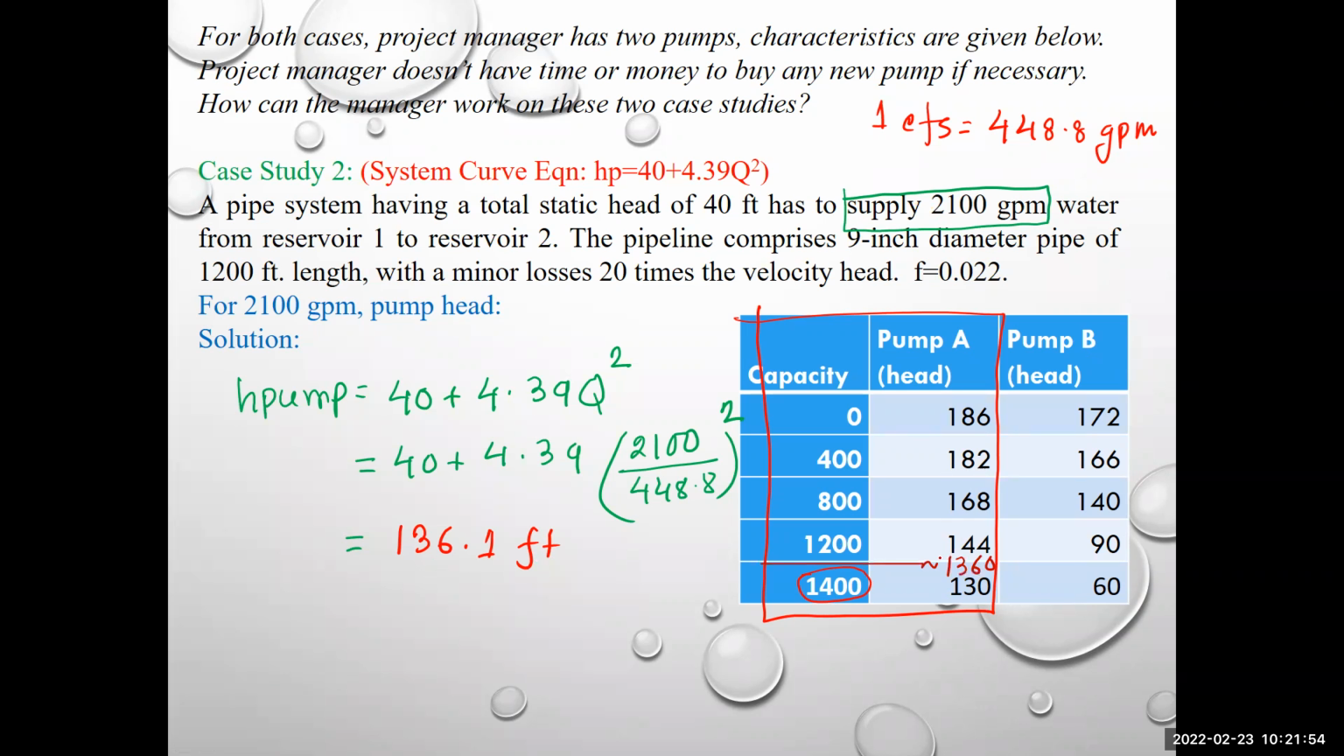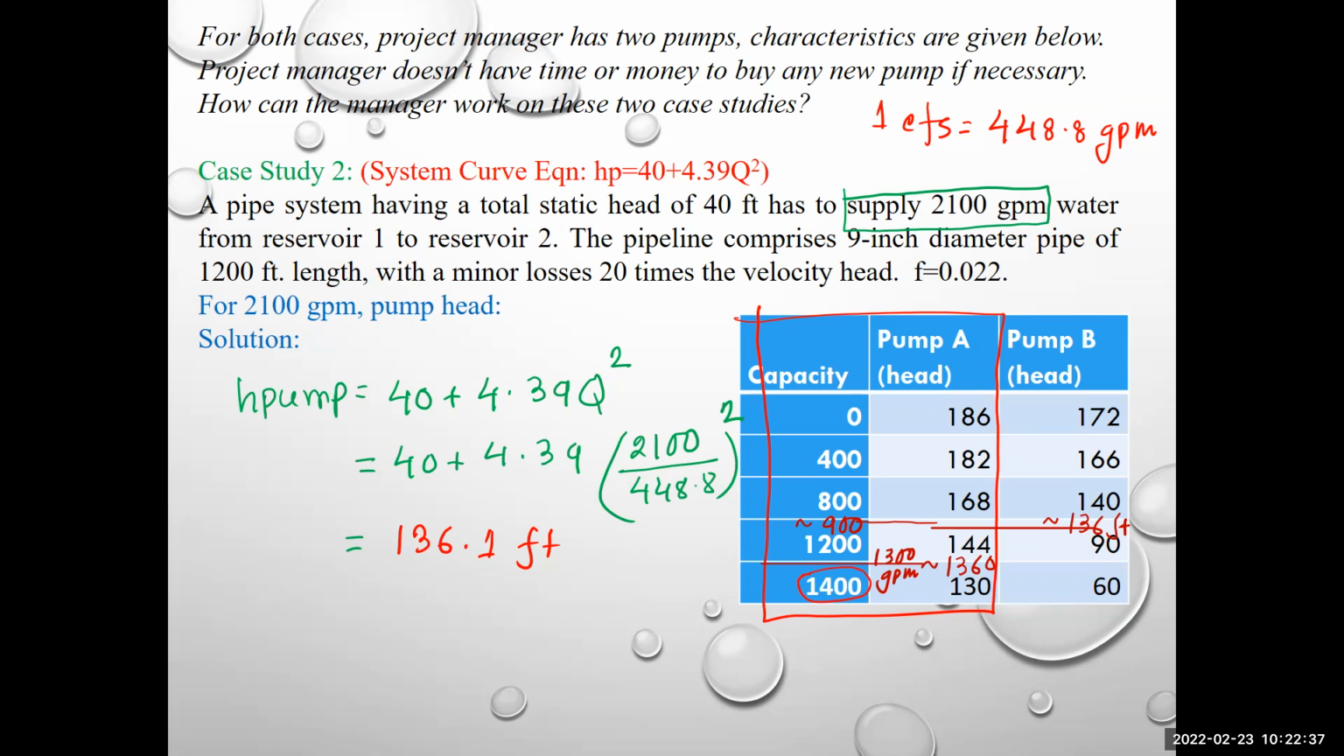Now, if you look from the head perspective, 136.1 will be somewhere here, right? And the flow is maybe 1300 GPM. And for this one, 136 will be here. And what is the flow here? 10,000, something like that, right? You see, even for 136, you are getting only that much flow. For this pump, for 136, you are getting 1300 GPM. So in any way, one pump is not enough for this system, right?